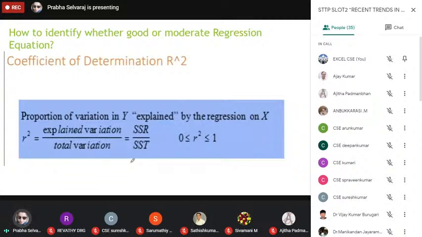Otherwise, we have to think about the variable which we have used. The independent variable we have taken to calculate the dependent variable value, you have to rethink about that.